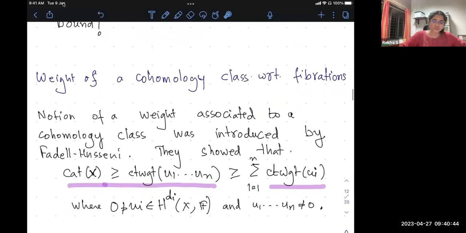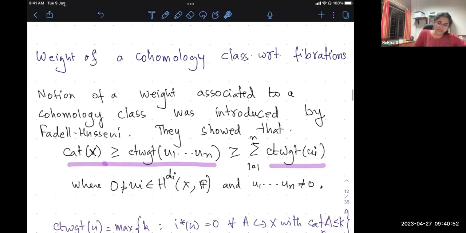And there was a notion of weight associated to any cohomology class, which was introduced by Fadell and Husseini. They showed that the LS cat of X is always going to be bigger than or equal to the category weight associated to a product of cohomology classes, whose product is non-zero, and this will always be bigger than or equal to the sum of their category weights.